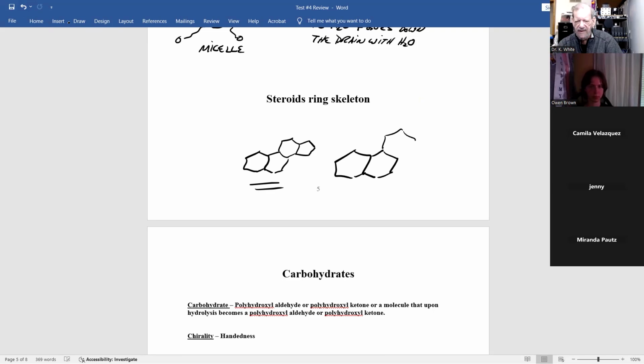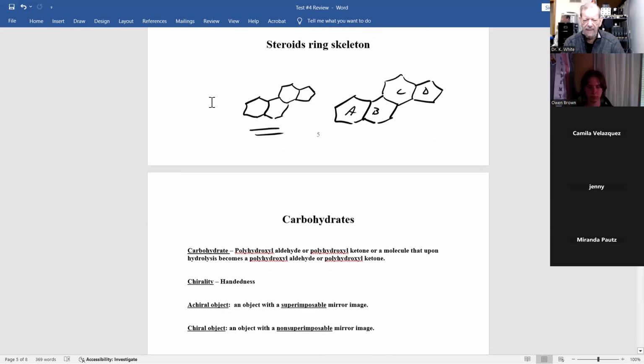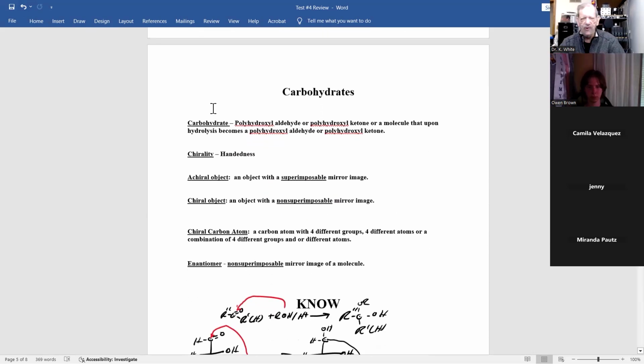Up here, a six-membered ring. Next door here, a five-membered ring. A, B, C, D. And all our hormones, all the steroids, have that skeleton, 6665. And you should know how to draw that. All right, let's go into carbohydrates.